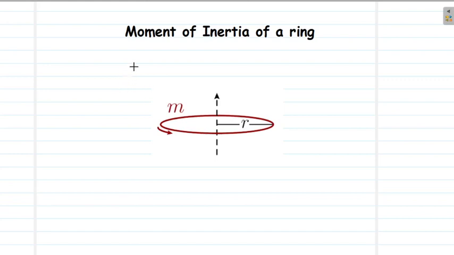Hello students, in today's class, let us calculate the moment of inertia of a ring about some specific axis. So we will look into three different cases. First, we will try to calculate the moment of inertia of the ring about an axis passing through the center of the ring and which is perpendicular to the plane of the ring. So that axis may look like this.